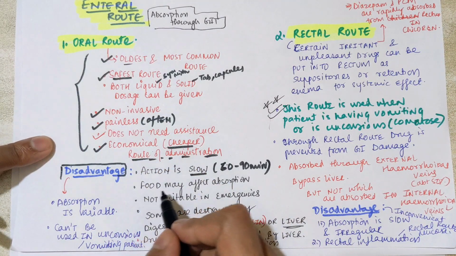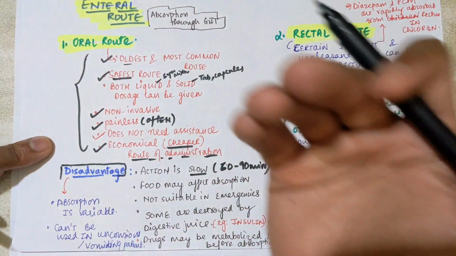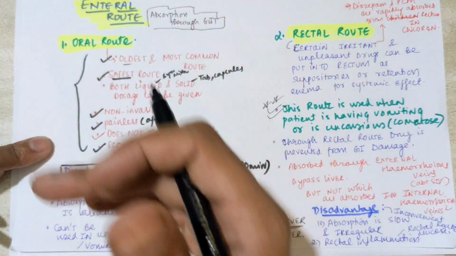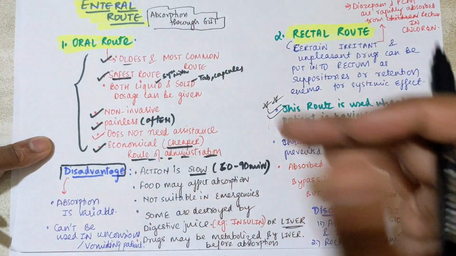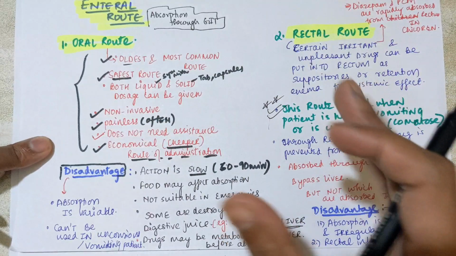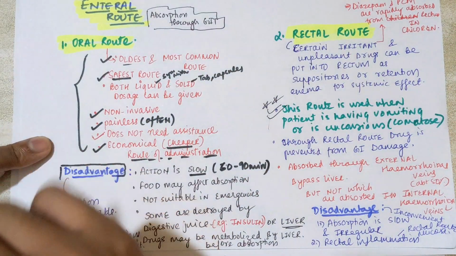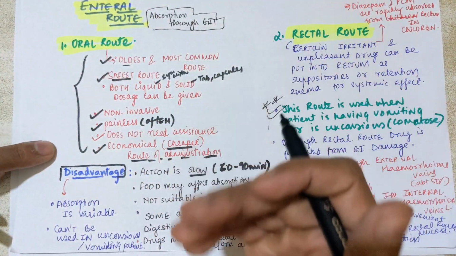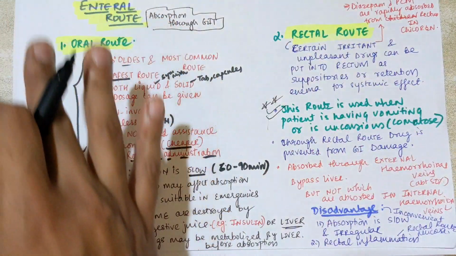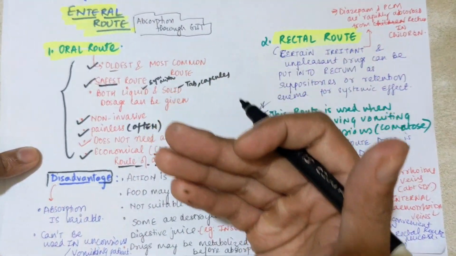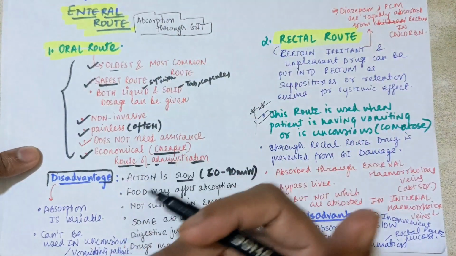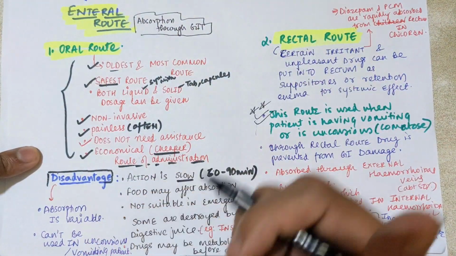And the second is food. If the drug goes inside the stomach and food is present, the absorption will be delayed due to the presence of food inside the stomach. That is why the doctor prescribes some drugs to be taken before the meal for faster absorption of the drug. So that is also a main disadvantage in the case of the oral route.